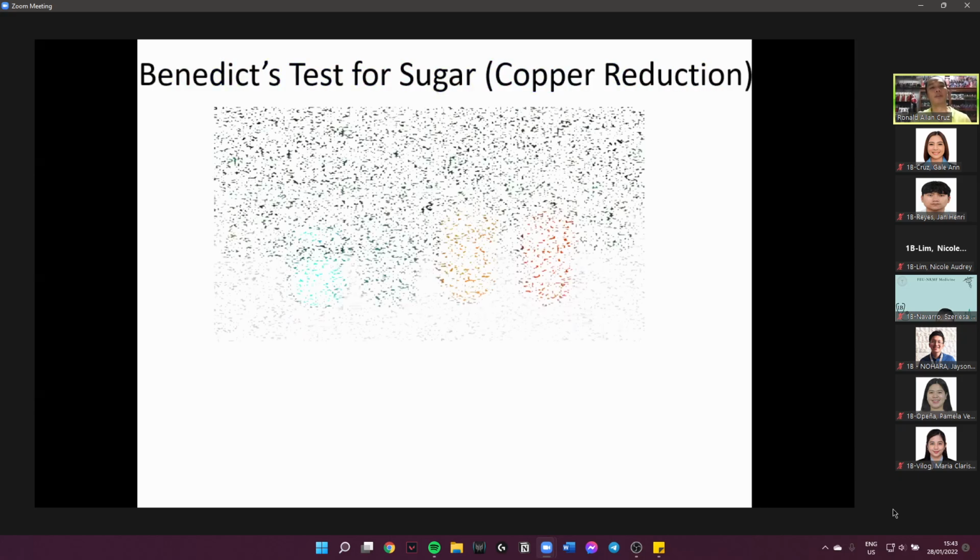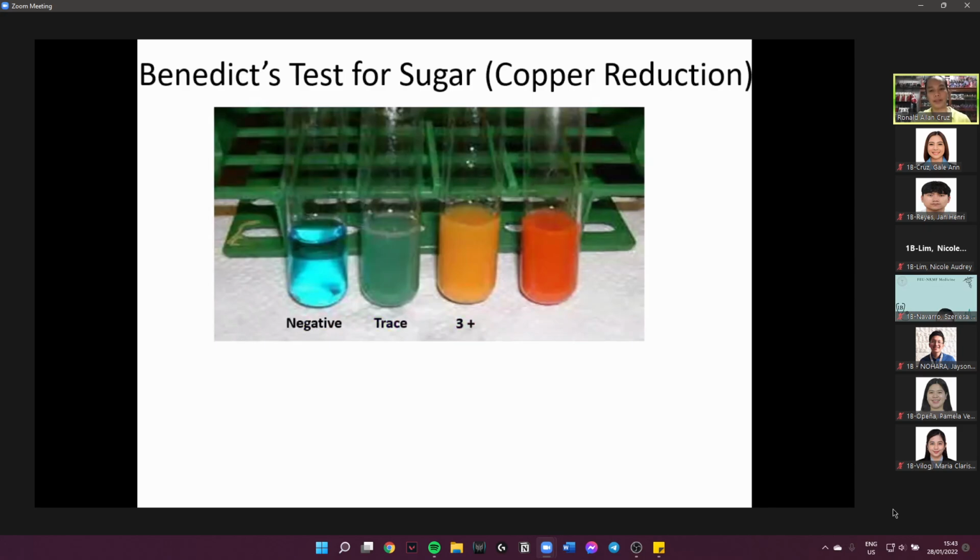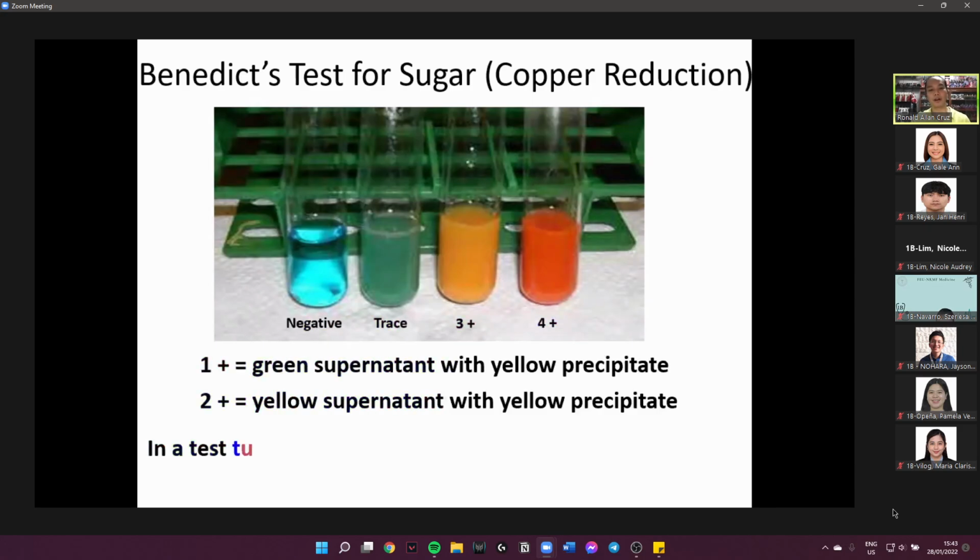Okay. Your Benedict's test will determine if you have sugar present in your urine sample. So what you do is you get 5 ml of Benedict solution. So it looks like this, clear blue. And then you put 5 drops of your urine sample, and then you heat that, no? You put that on a burner, so you heat that. So the principle behind is the copper reduction by your glucose. So from copper sulfate, magiging cuprous oxide siya. So it becomes cuprous oxide.